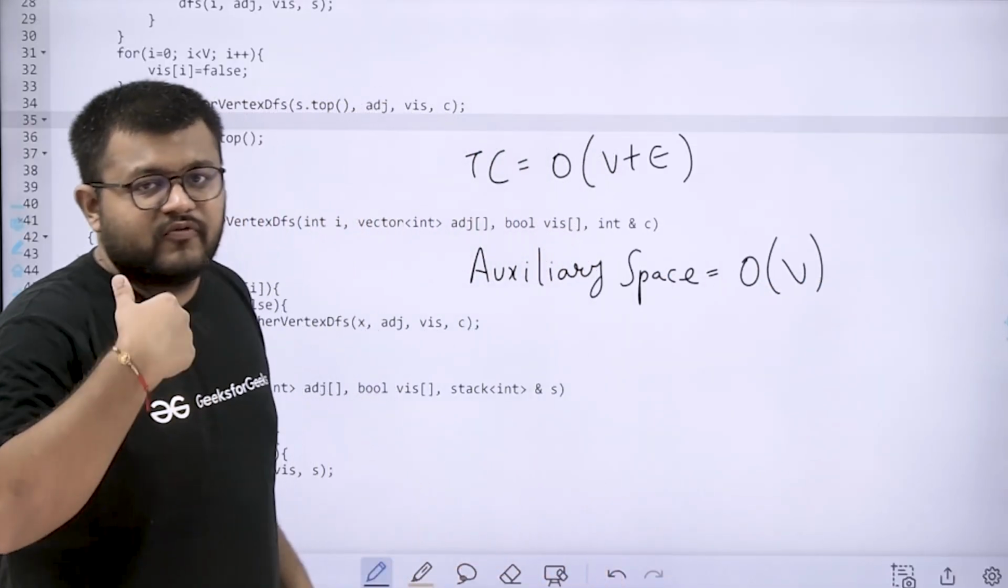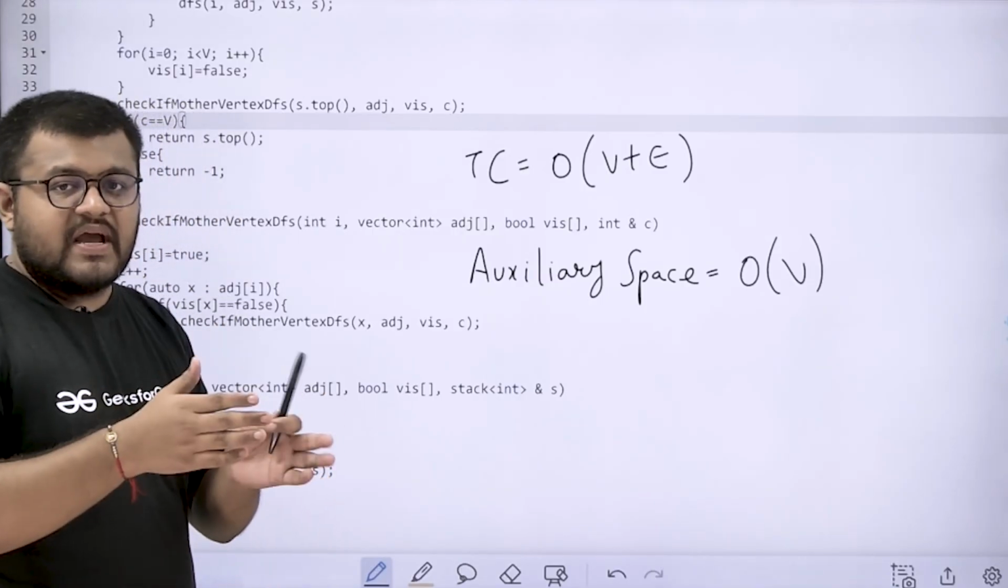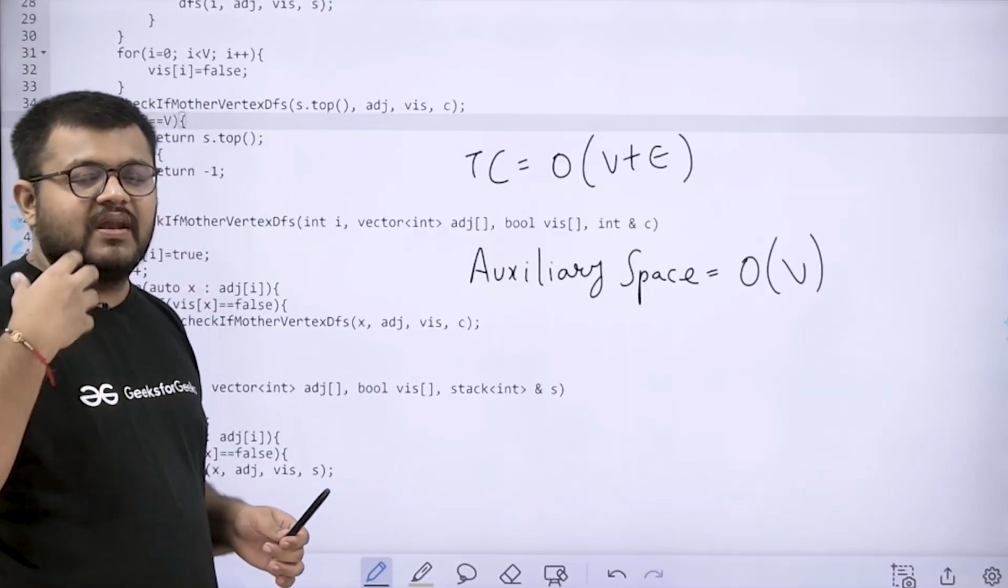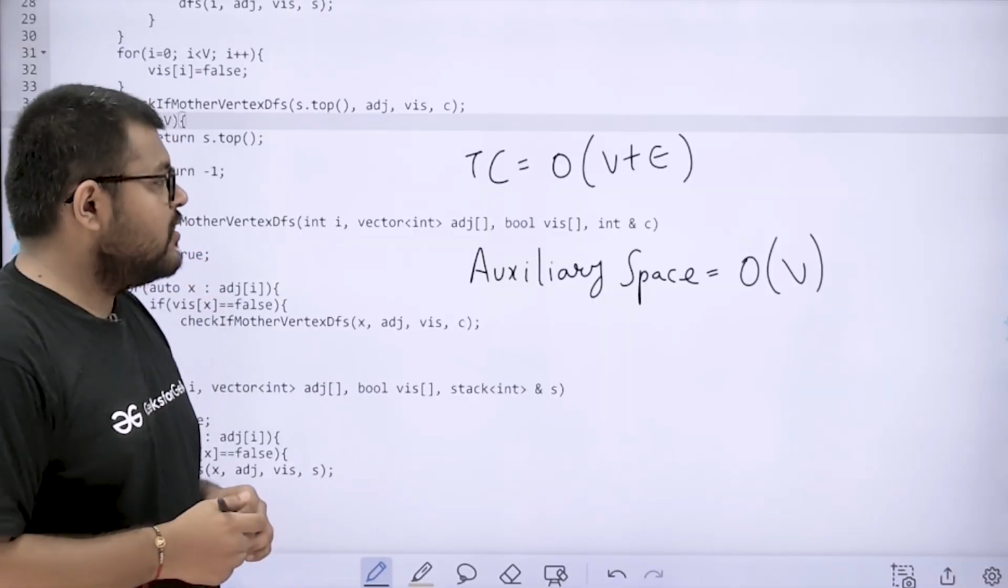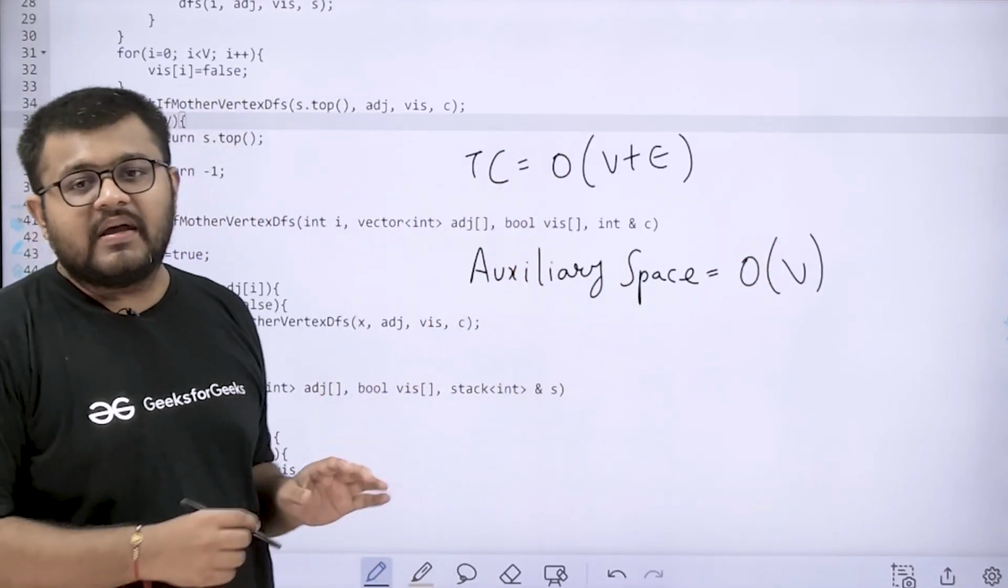And even for recursive functions, the stack of the recursive calls, which stores the information about the recursive function, can have a maximum depth of v. So basically the auxiliary space will be big O of v, and this is the time complexity.